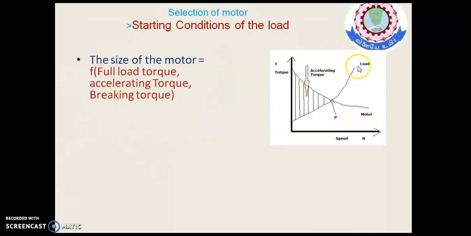Now this is the characteristics curve, which will explain the importance of the accelerating torque. So now this is the load characteristics. Your torque versus speed characteristics of the load is this one. So this is the load characteristics, and this is the motor characteristics.